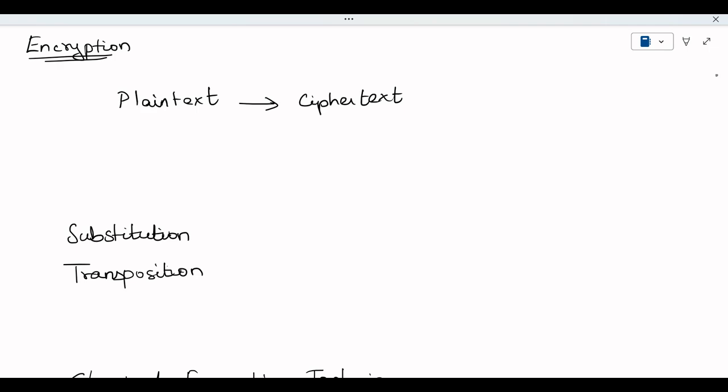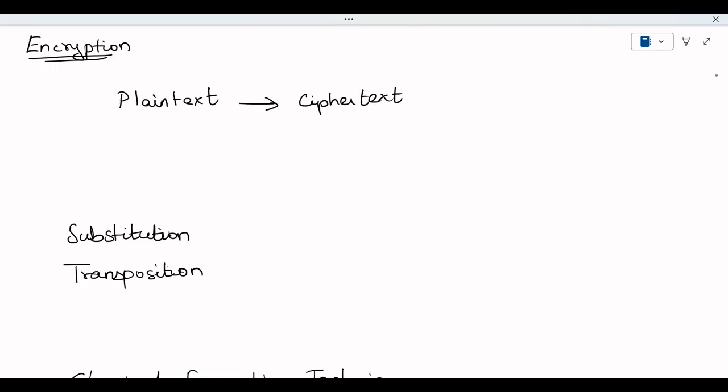That is changing the position of the plain text characters to convert into a ciphertext. That is, the first character of the plain text will be changed to the 5th character in the ciphertext, the second character will be changed to the 9th character in the ciphertext, and like that they are changing the positions. So this is the broad category.